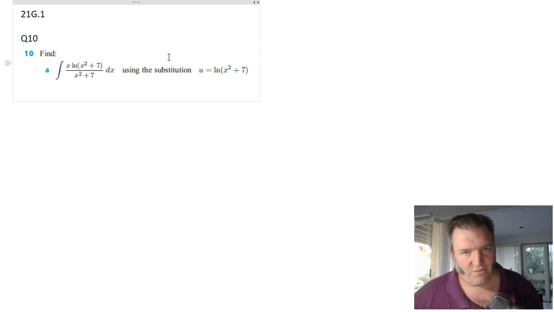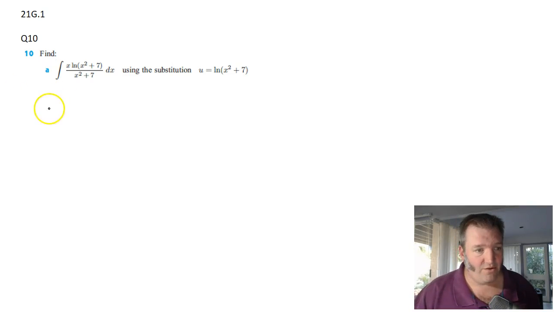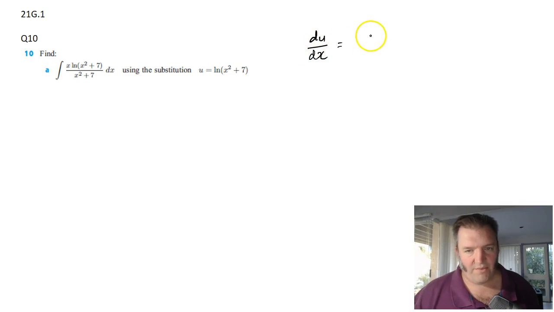This one here, where they've told us what to substitute for a log expression, we should be able to have a go at. So let's see what we can do with it. If I'm using u equals the natural log of x squared plus 7, I should be able to find du/dx without too many worries. So the derivative of the log of something is 1 over that thing. So that's 1 over x squared plus 7. But of course, I need to multiply by the derivative of the inside of the bracket, which is 2x. So du/dx is 2x over x squared plus 7.